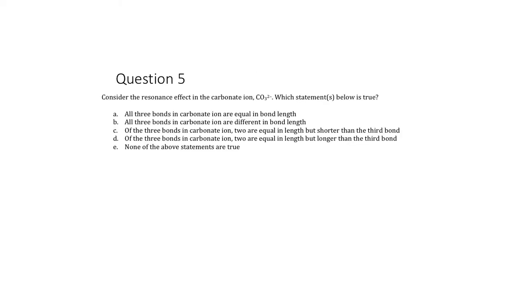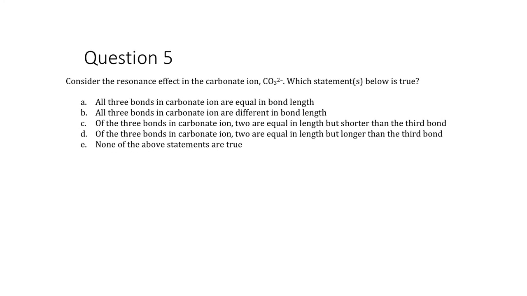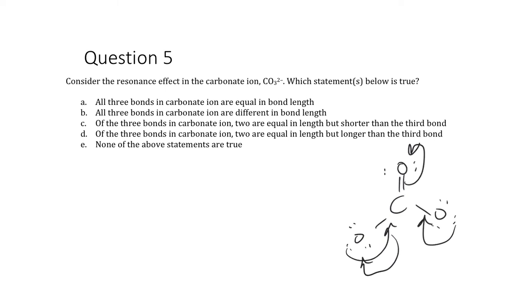So 5, consider the resonance effect in carbonate, which statement is true. So carbonate is where we have this Lewis structure here. And then the other 2 Lewis structures being this one and this one. So we have again 6 electrons in the pi system, but all the bonds are the same length of about 4/3 order. So all 3 bonds in carbonate are equal in bond length. We don't have one shorter than the other two.